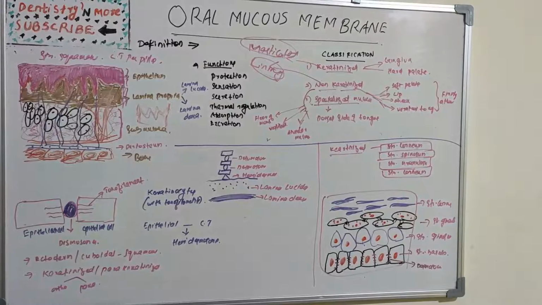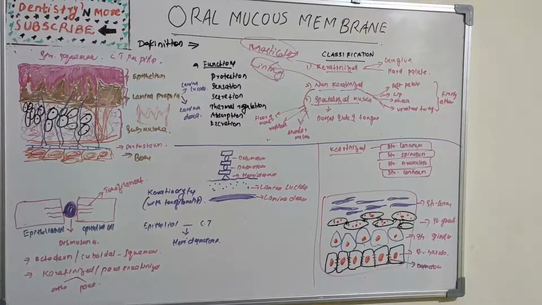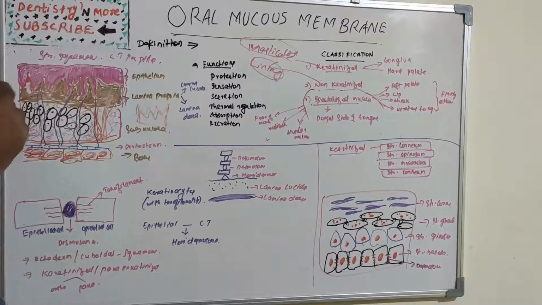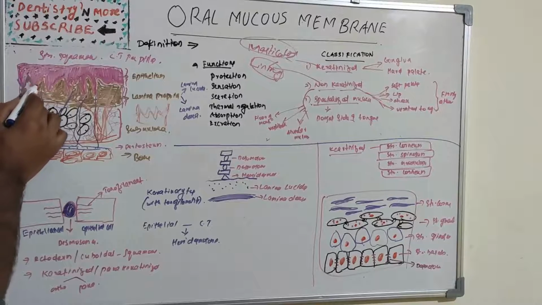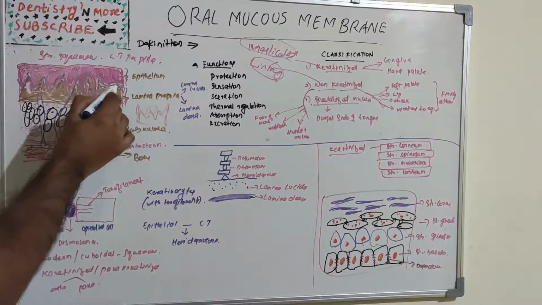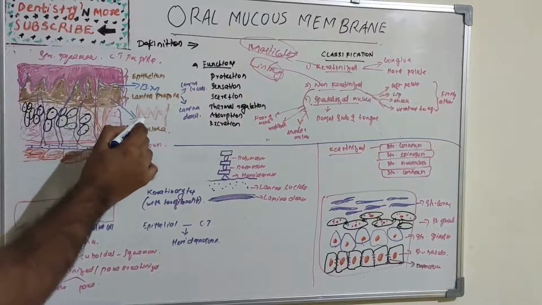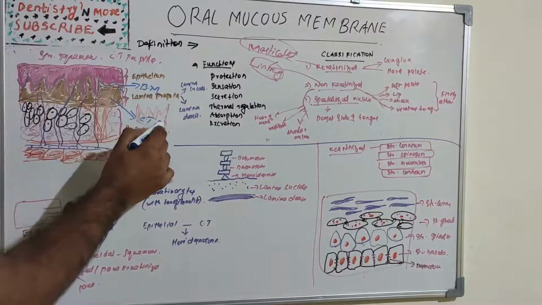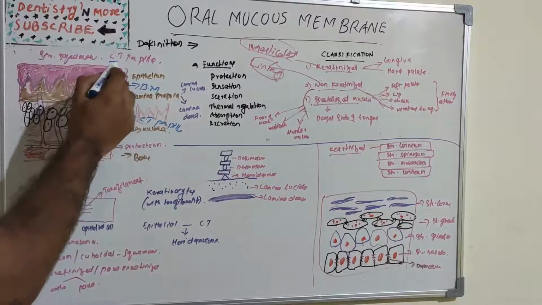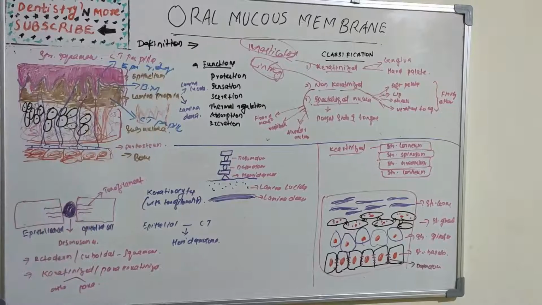And the structural interface between epithelium and connective tissue is called the basement membrane. So this interface between these two is known as the basement membrane. This is the basement membrane, this is a connective tissue papilla, and this is an epithelial ridge.